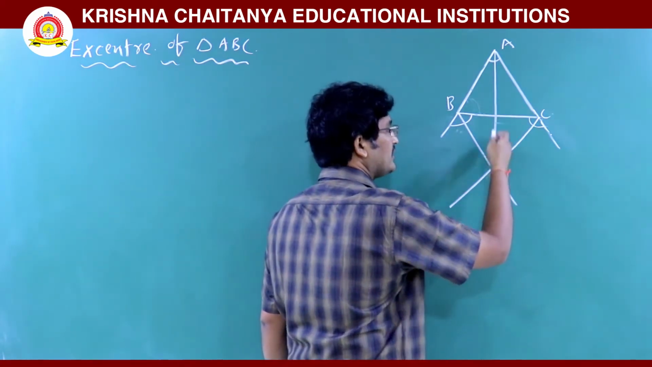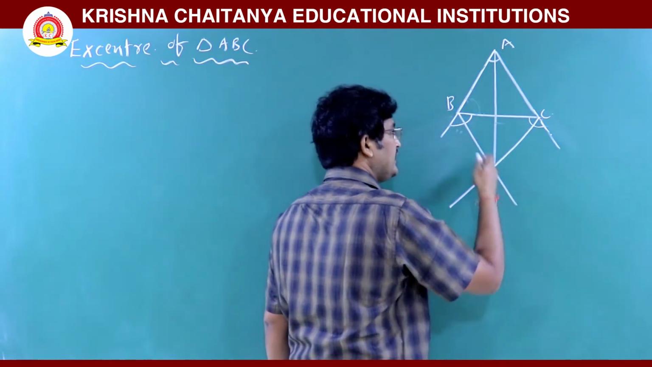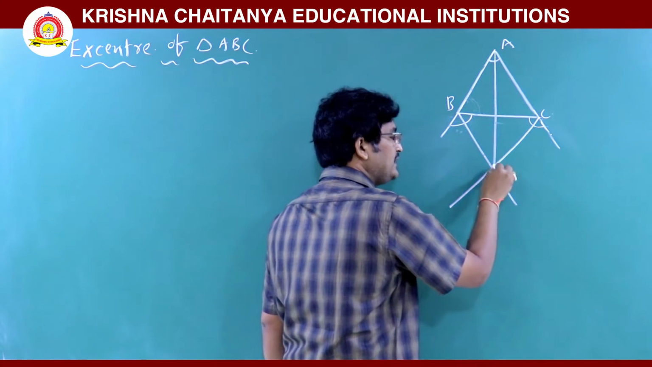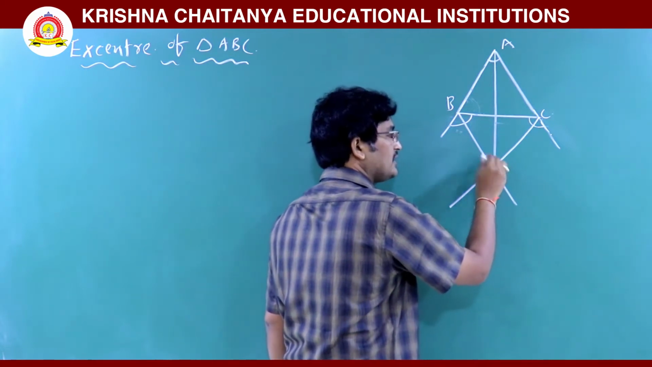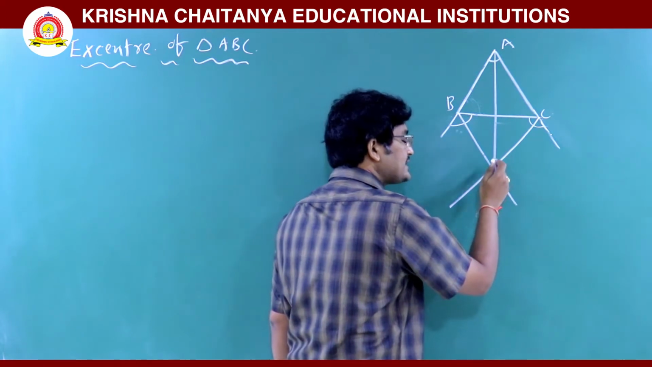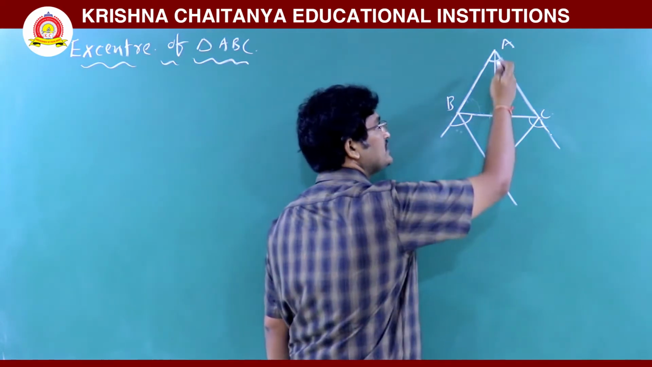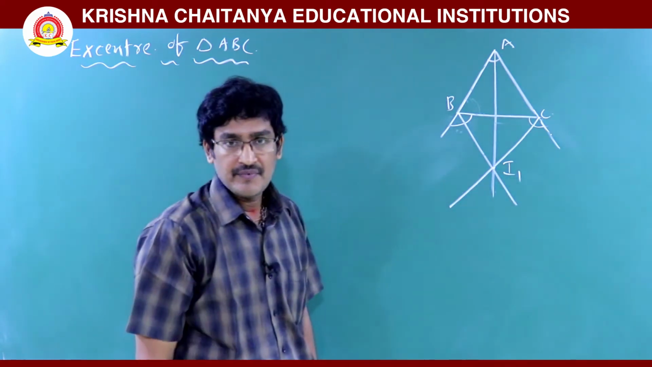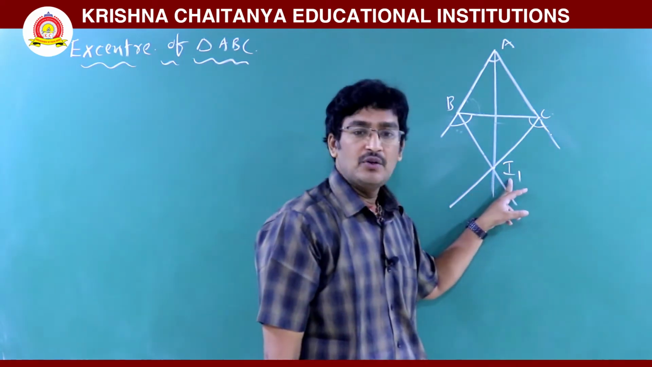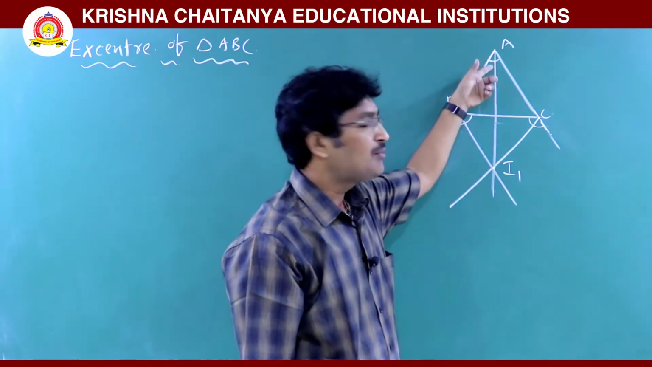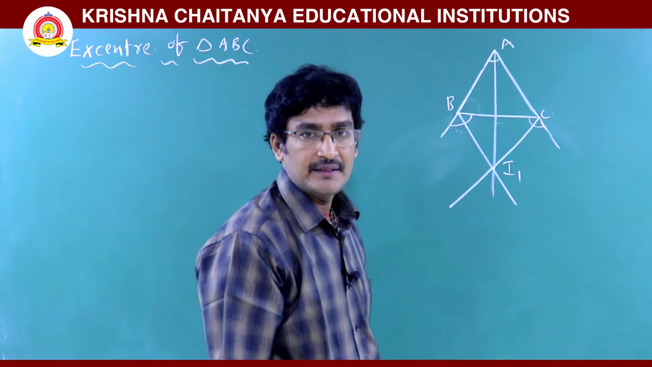This is the point of concurrency of the internal angular bisector of A and the external angular bisectors of B and C. Those three lines meet here. This point of concurrency is called the excenter of the triangle which is opposite to A. Let it be denoted with I1 in general. So here I1 denotes the excenter opposite to the vertex A.